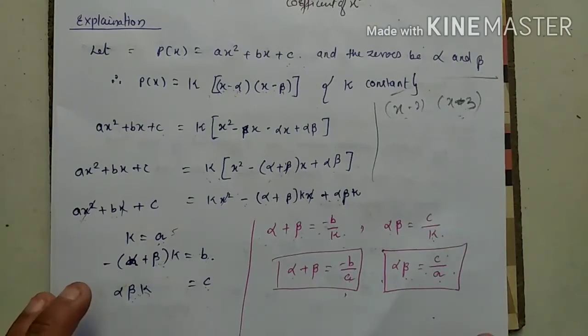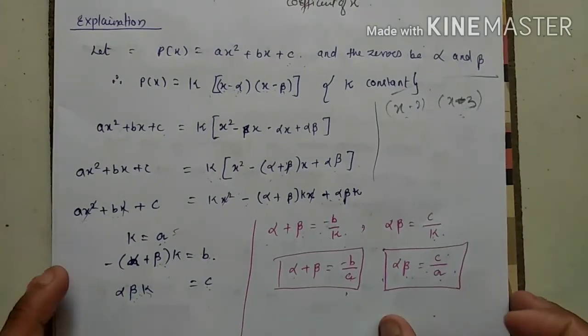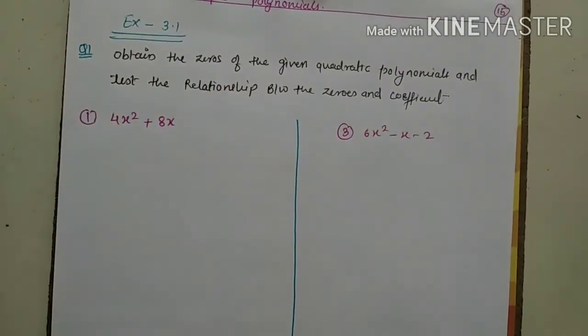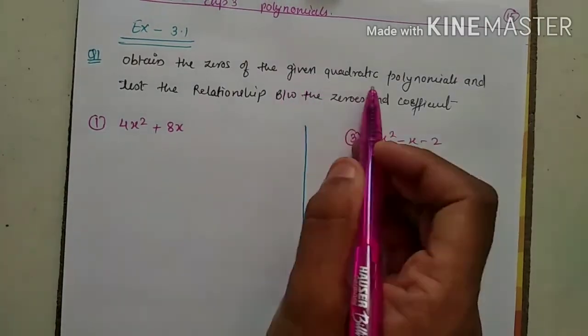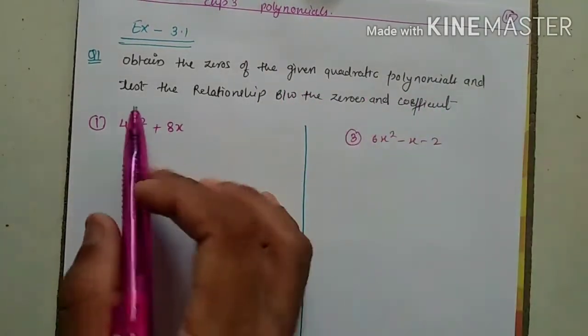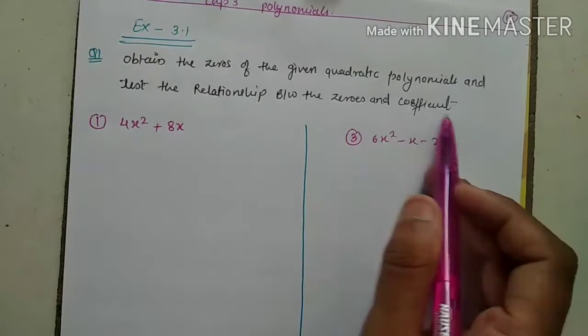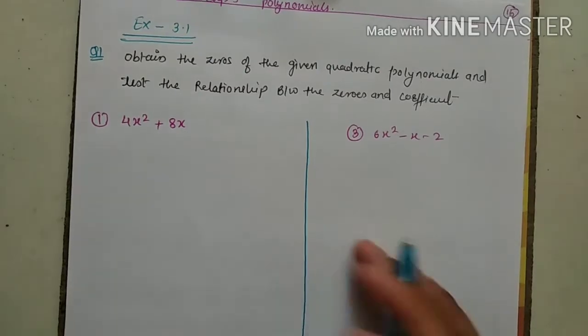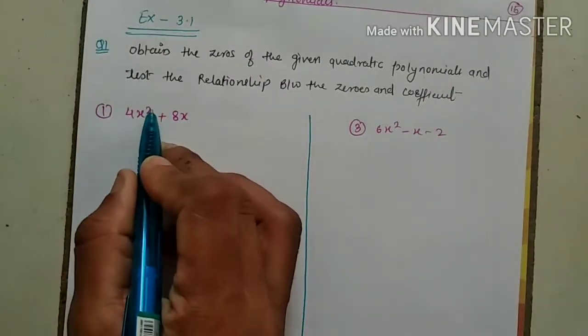So do some more practice to understand the formula. Okay, now come to the exercise. Exercise 3.1. In this question, obtain the zeros of the given quadratic polynomials and test the relationship between zeros and coefficients. Understand? First of all, we have to find the zeros of the polynomial. So first of all, just see 4x square plus 8x.